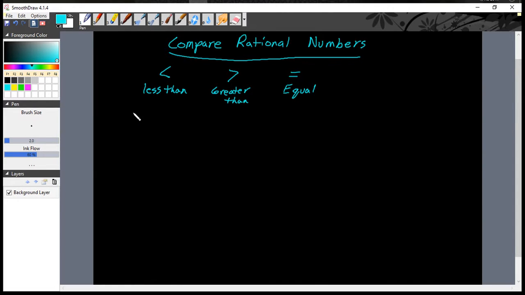Start off simple. The numbers 2 and 5, both these are rational numbers. They can be written as fractions. We know which one is the larger number. Well, hopefully you all know that 5 is the larger number. So when deciding which symbol to use, since 5 is the larger number, the larger side of the symbol is going to go towards the 5, and the small side of the symbol is going to go to the 2. So 2 is the small number, so the small side of the symbol goes towards the 2, and the large side goes towards the 5. So 5 is greater than 2, or 2 is less than 5.